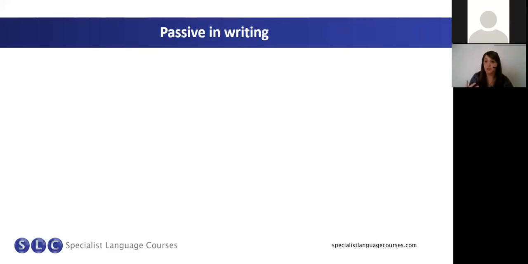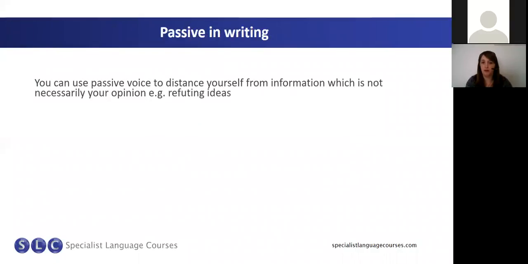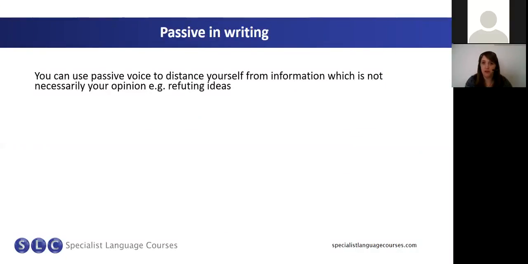And there are certain structures that you can use in writing task 2 to offer opinions. Now, it's common in academic writing to distance yourself from information which is not necessarily your own opinion. So you can offer your opinion and the opinion of others to give a balanced view, and it's also a way to refute certain ideas. So there are some specific structures that we can use.